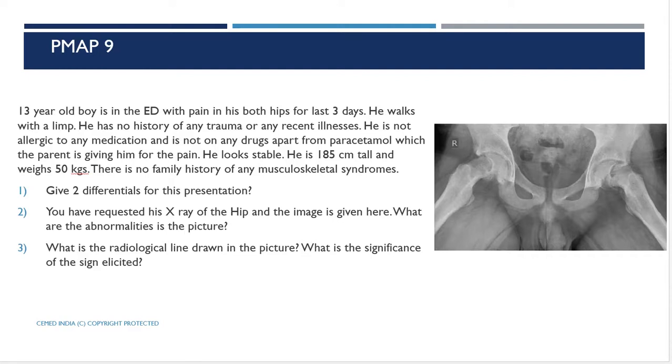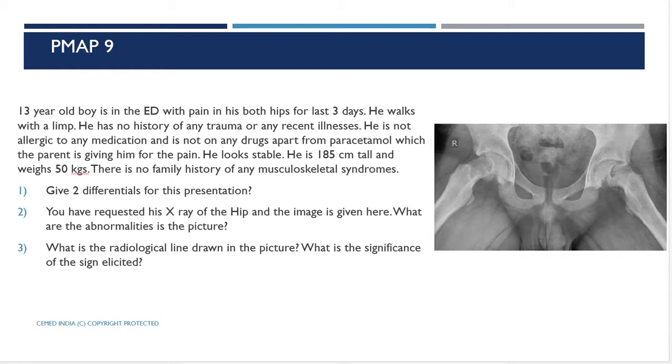Okay, give two differentials for a pediatric limp. First is slipped upper femoral epiphysis. Second is Perthes disease, or transient synovitis can be acceptable. You have requested his X-ray. An image is given. So how will we start doing it?